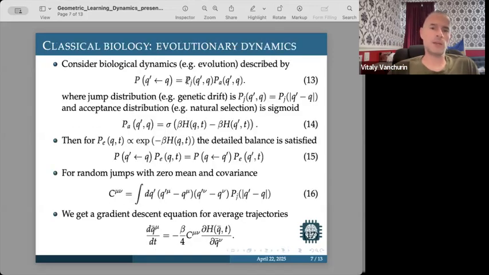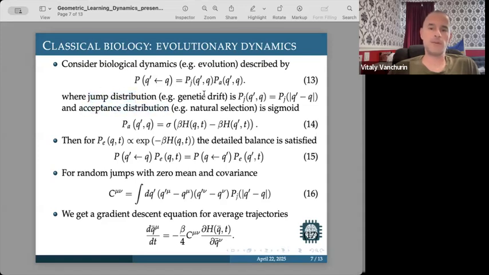Okay, but let's look at the biology, and let's set up evolution that is pretty common in modeling biology. We are saying, okay, we have dynamics where things change by discrete jumps, and then by the acceptance.